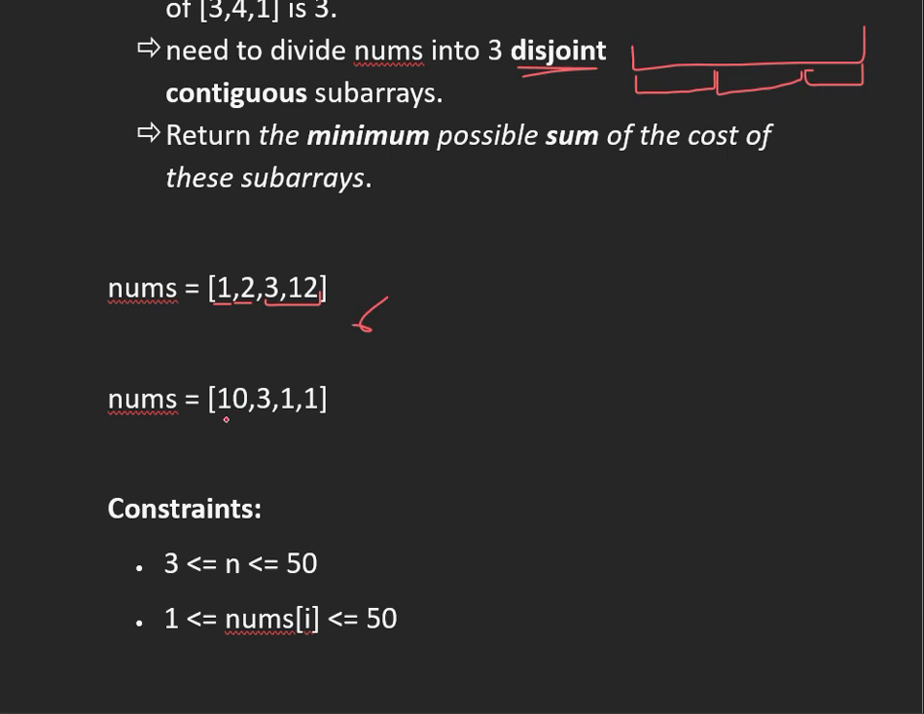Next, we are given 10 3 1 1. We can't skip 10, we have to take the first element always, right? So we take 10 and 3 as one subarray, 1 as a separate subarray, and this other 1 also as a separate subarray. So we get three disjoint continuous subarrays. Our overall cost is 10, and for these two, 1 and 1, so the overall cost is 12.